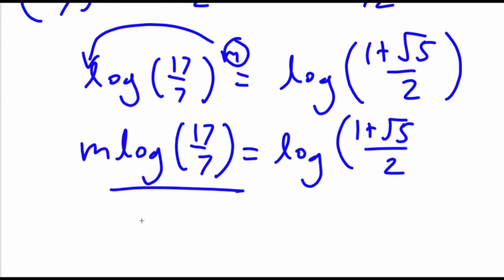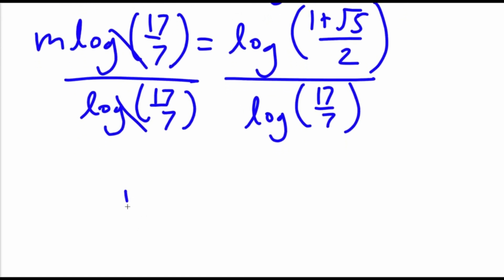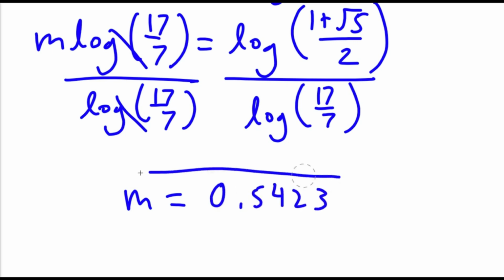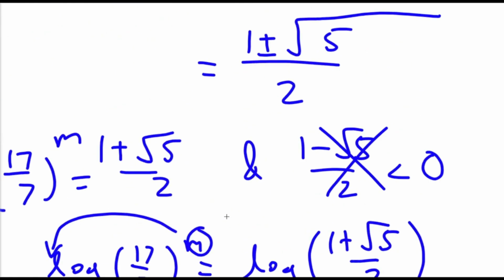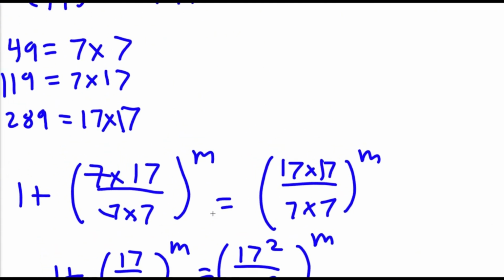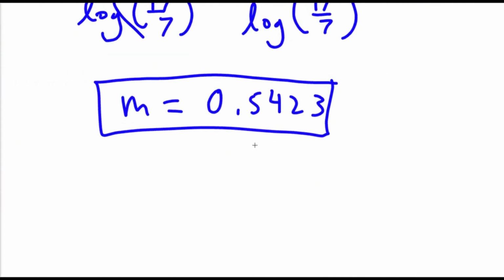And now if I divide both sides by log 17/7, these two cancel out. M is equal to log of 1 plus square root of 5 over 2, over log 17/7, which, if you plug that into a calculator, is 0.5423. So my two values of m is m equals 0.5423. Sorry, that is our only value of m. So m equals 0.5423.